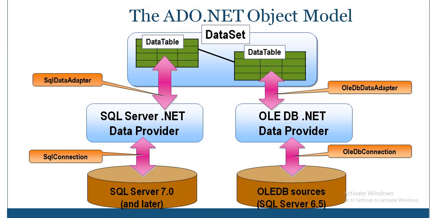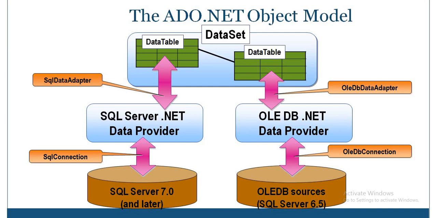ADO.NET, ActiveX Data Objects, allows us to connect to underlying data or databases. It has classes and methods to manipulate the data. .NET applications use ADO.NET to connect to a database, execute commands and retrieve data from the database. There are three types of applications: ASP.NET web applications, console applications and Windows applications.